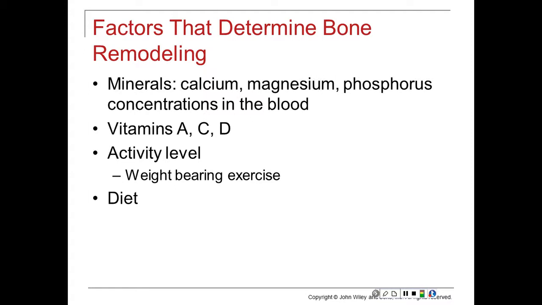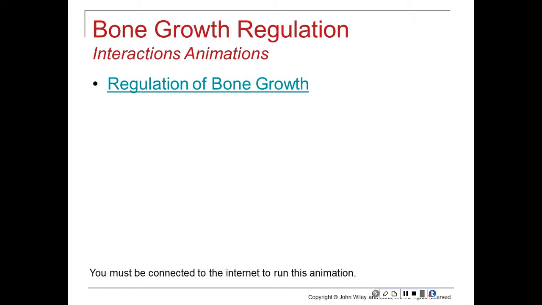When it comes down to it, your body would rather have deteriorating bones, say, than a deteriorating heart or a deteriorating brain. So your body's going to take minerals from these non-essential, for lack of a better term, body parts, like our bones, and give it to the essential parts, like our lungs, our heart, and our brain. This animation here goes through the regulation of bone growth.